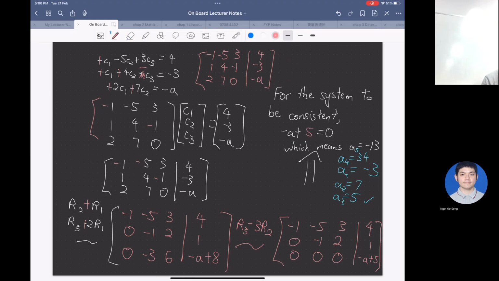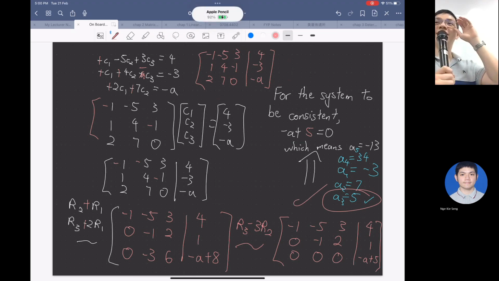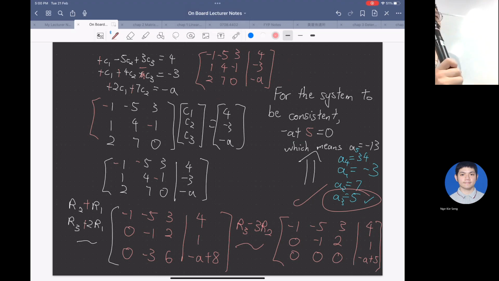A is equal to 5. Okay, good. It's normal to make mistakes, but make sure you know how to check the mistake. Any questions? So when A equals 5, this is a consistent system.